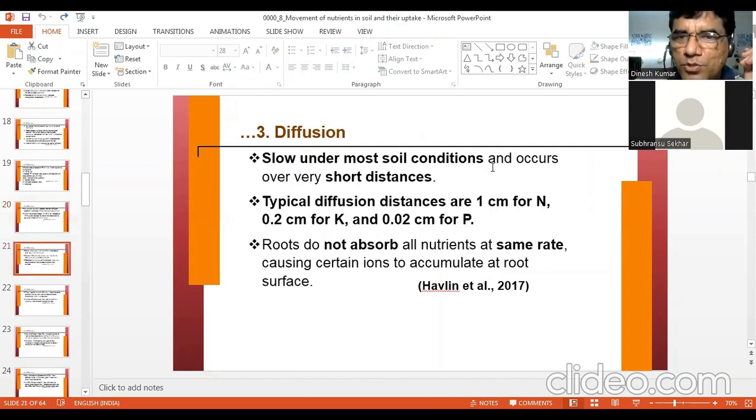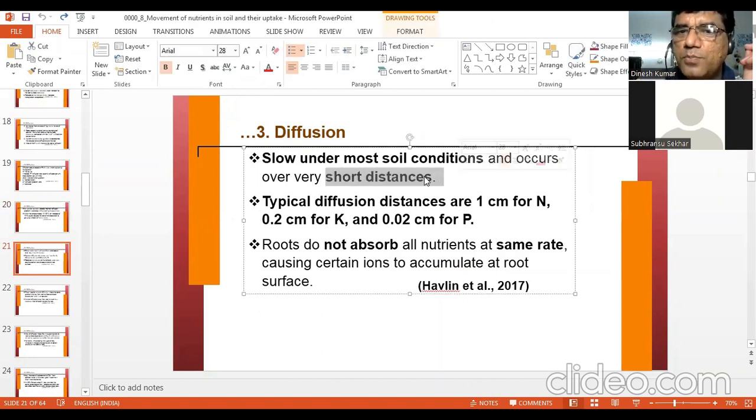Diffusion is slow under most soil conditions and occurs over very short distances. So it is possible only over short distances. Typical diffusion distances are 1 centimeter for nitrogen. Students must remember these values. They can come in your quizzes and some exams.